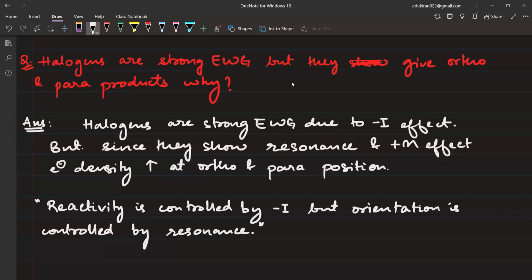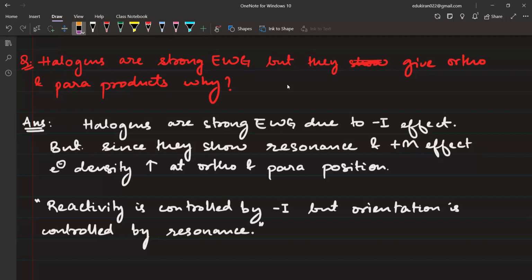You will be surprised that this question was asked in the board examination also, regarding chlorine: although chlorine is an electron withdrawing group, yet it is ortho-para directing in electrophilic aromatic substitution reaction. Why? You know what answer the CBSE marking scheme provided? It says: due to dominating plus R effect. That's it. They just mentioned this part, due to plus M effect.